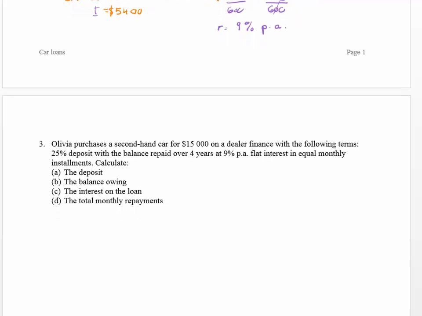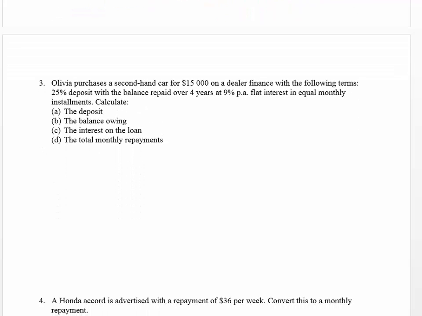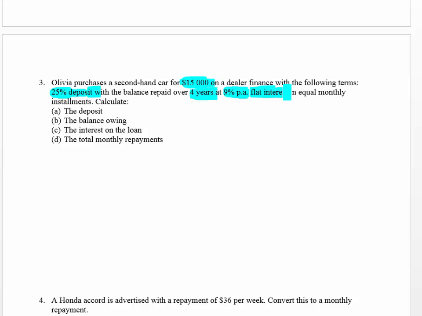And one last question. And here we go. Let's put everything together. So we get our highlighters out. Olivia purchased a second-hand car for $15,000 with the following terms. She has to pay a deposit of 25%, with the balance being repaid over 4 years at 9% per annum. And there's the key word, flat interest, which we know is simple interest now. And it's going to be paid back in equal monthly instalments.